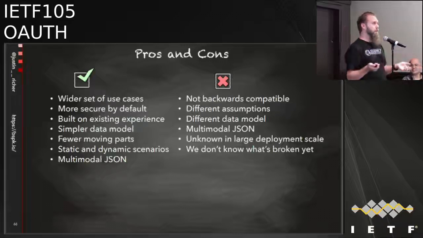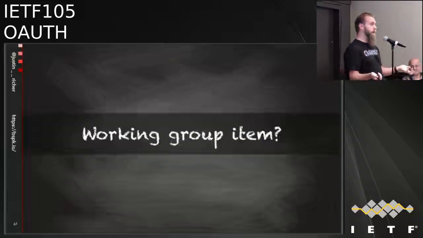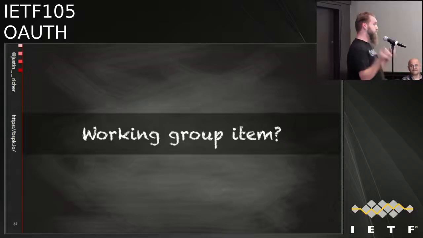We don't know how this scales yet. There's a lot of question about statefulness and statelessness. And quite frankly, we don't know what's broken yet. But with that, I'm going to ask, do we want to make this a working group item? I think that OAuth 2 is fantastic, and it will continue to live for a very long time because it solves tons of use cases really, really, really well.